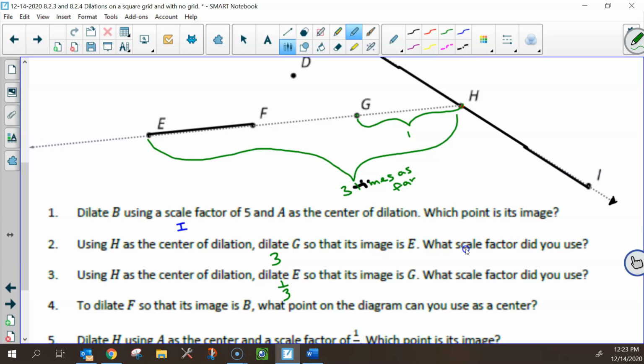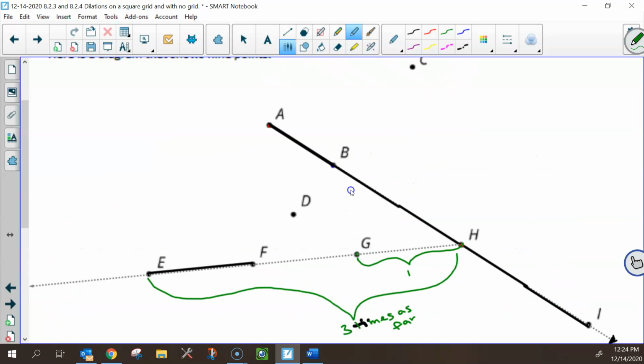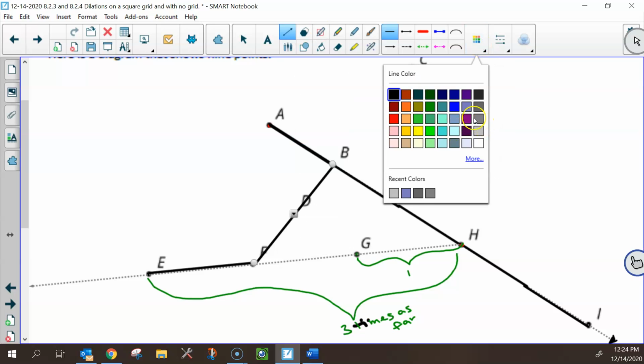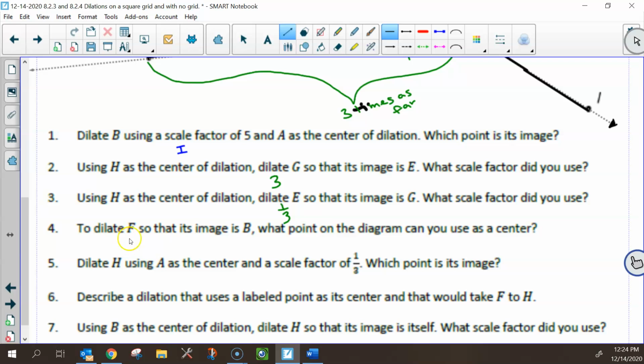To dilate F so that its image is B, what point on the diagram can you use as the center? So this time we're making a connection between F and B. F and B are the point original and the point new. So I'm going to mark those ones again. I'm going to switch the color again this time. So F is the original, B is the new one.